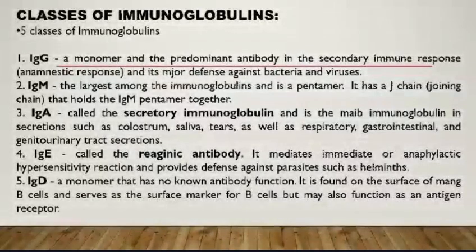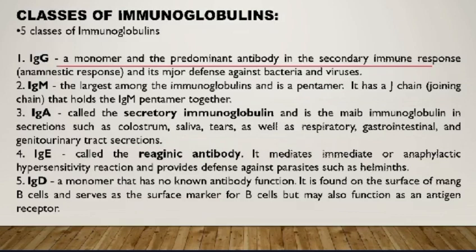There are 5 classes of immunoglobulins found in all species and all individuals. Each immunoglobulin class is defined by its component heavy chain. The first class, we have IgG. It is a monomer and the predominant antibody in the secondary immune response, or what we call the anamnestic response, and it is the major defense against bacteria and viruses. When we say anamnestic, it is renewed rapid production of an antibody on the second encounter with the same antigen. It is the most abundant antibody.